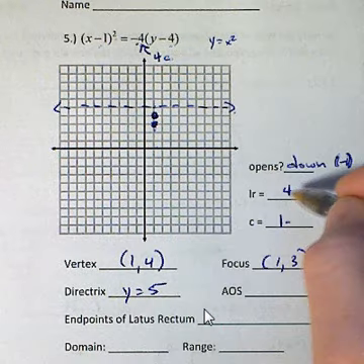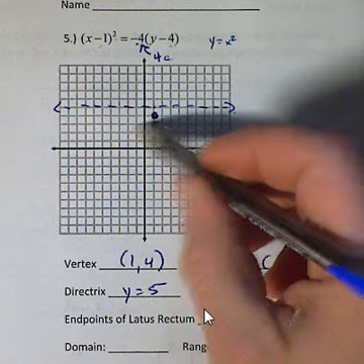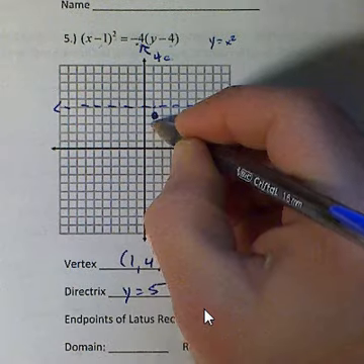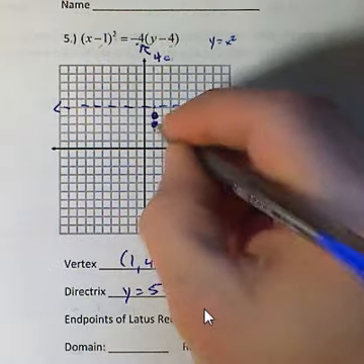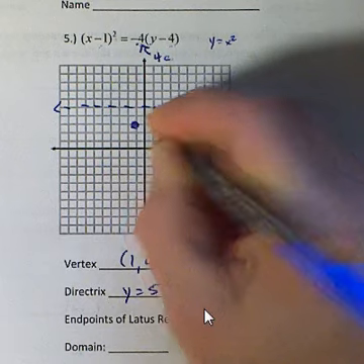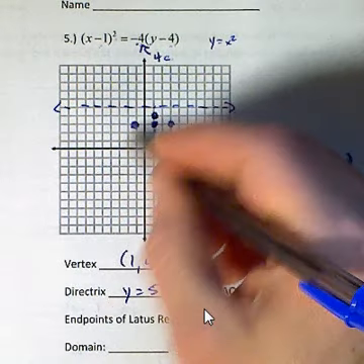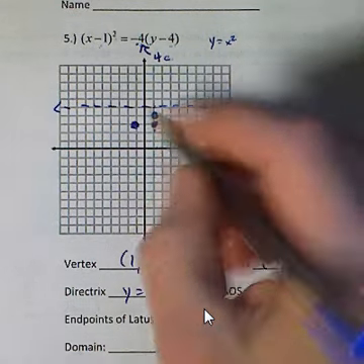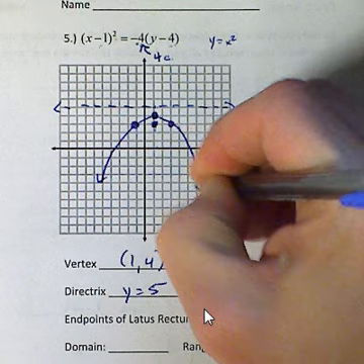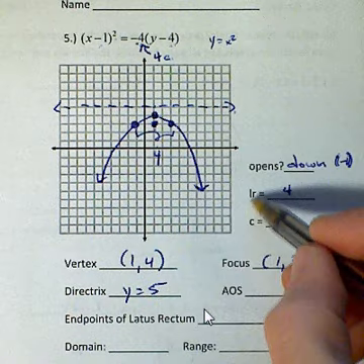Remember, the length of the lattice rectum is 4, and the lattice rectum goes across the parabola, and it goes through the focus. So if the focus is right here, and the length of the whole lattice rectum is 4, that means it's 2 to the right and 2 to the left. And these 2 points are going to be points on the parabola. Remember, it curves, it goes around the focus. And so this is what my parabola is going to look like. So again, this length right here is 4. That's the length of the lattice rectum.